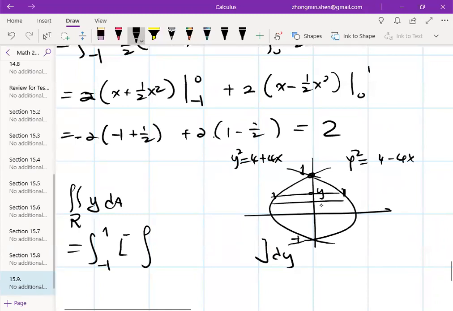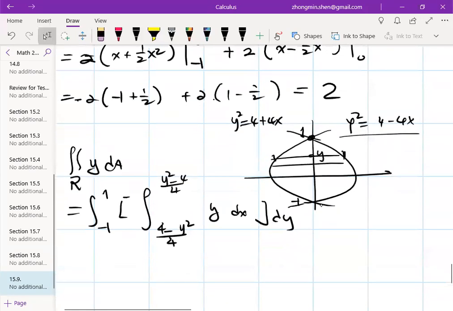The one on the left-hand side is going to be determined by this piece, right? So x is going to be 4 minus y squared divided by 4. This will be y squared minus 4 divided by 4, and here's y and dx.